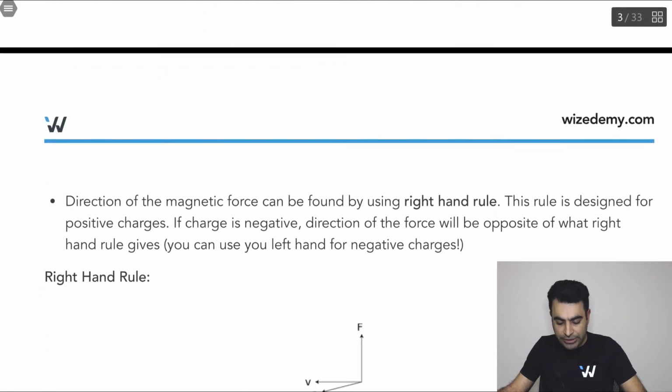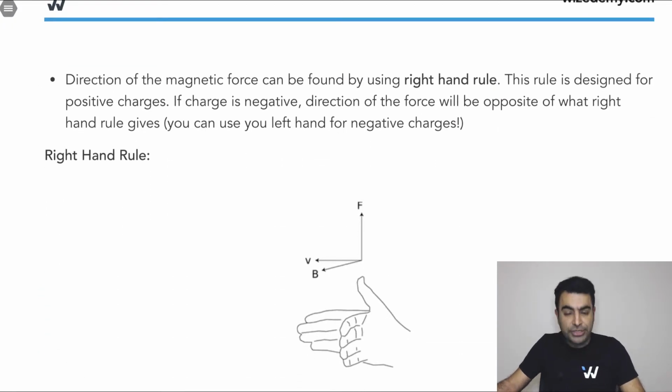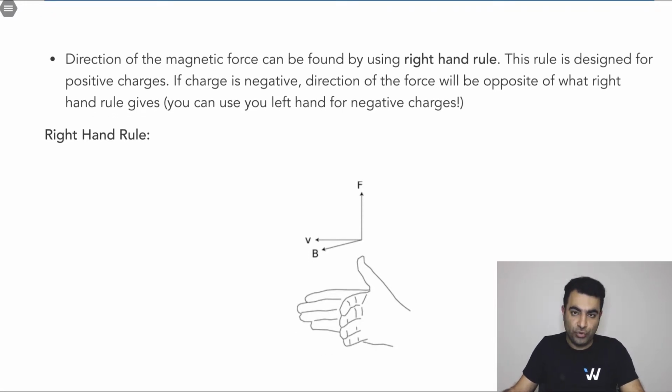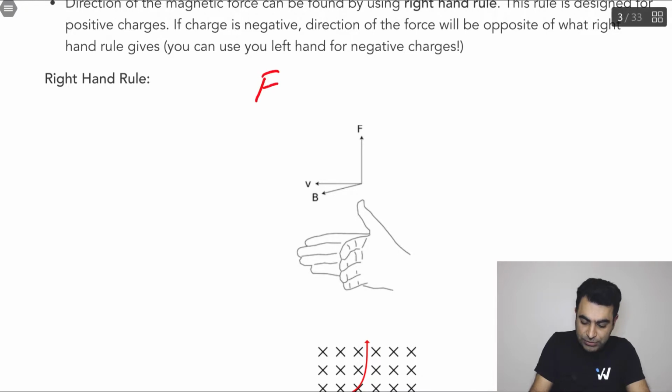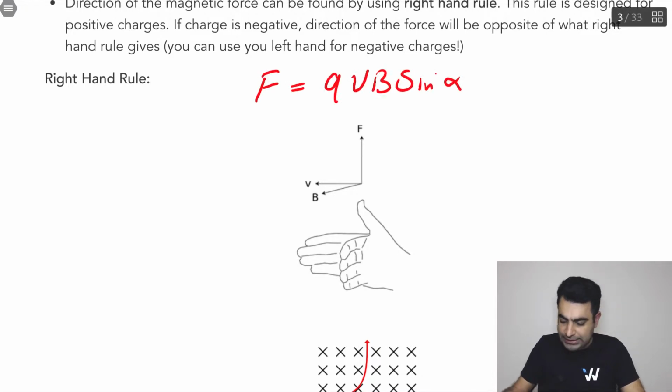Now let's talk about the direction of this force. The direction of the force acting over the moving charge could be found using the right-hand rule. The right-hand rule is the method we use to find the direction of the force. And the right-hand rule I'm going to talk about here is specific for this formula, where F is equal to qvB sin(alpha). Okay, let's see how we can understand this right-hand rule.